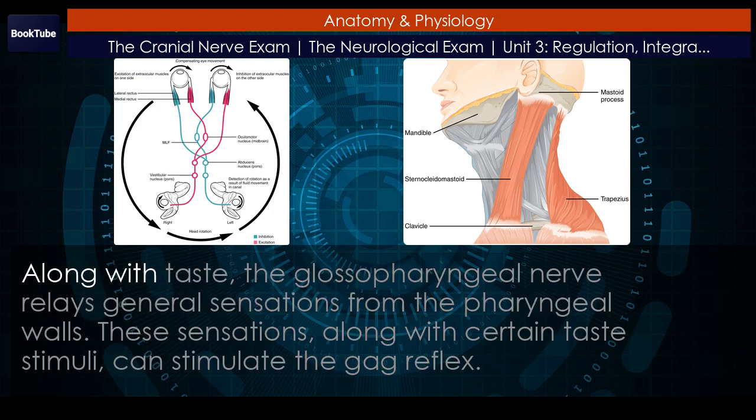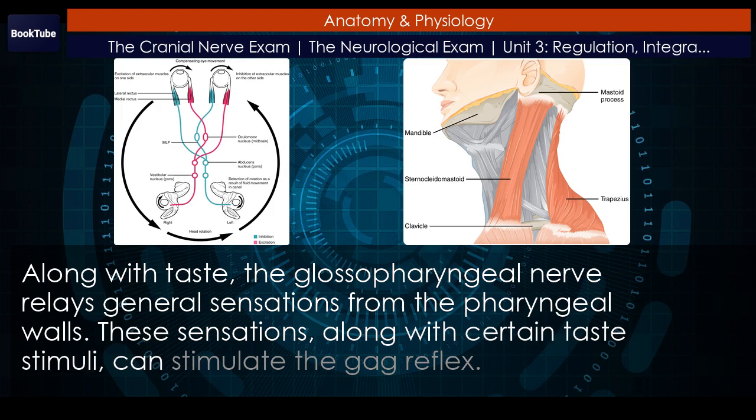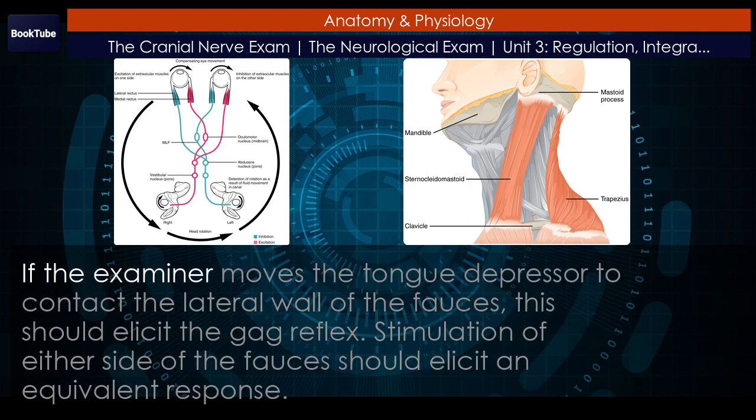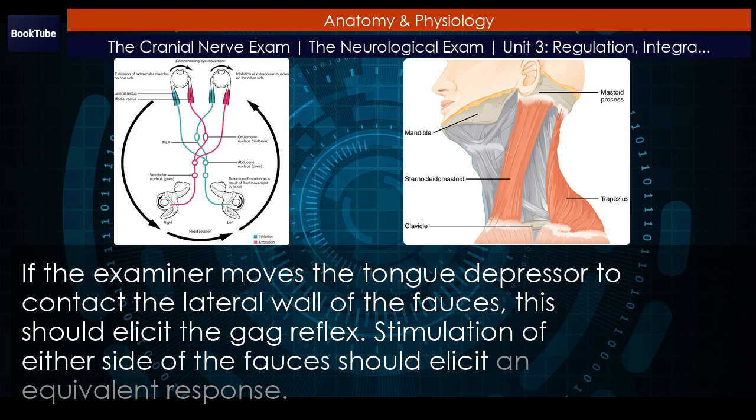Along with taste, the glossopharyngeal nerve relays general sensations from the pharyngeal walls. These sensations, along with certain taste stimuli, can stimulate the gag reflex. If the examiner moves the tongue depressor to contact the lateral wall of the fauces, this should elicit the gag reflex. Stimulation of either side of the fauces should elicit an equivalent response.